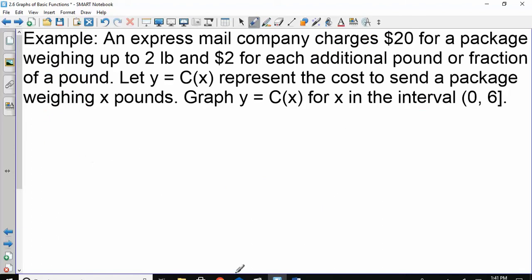All right. So I just wanted to look at an example of when that might be used and see if we can draw a graph to match it. We're not going to try to write the equation or anything. We're just drawing a graph to match this scenario. So an express mail company charges $20 for a package weighing up to 2 pounds and $2 for each additional pound or fraction of a pound. Let y equals c of x represent the cost to send a package weighing x pounds. Graph this on the interval 0 to 6. So we need a graph.